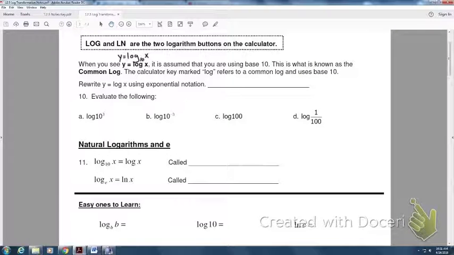It says this is what is known as common log. The calculator key marked log refers to the common log and uses a base 10. Now, what is the other way that I had mentioned how you would put log in the calculator? This is the way where you can change the base. You'll probably use this way more than hitting the log button.